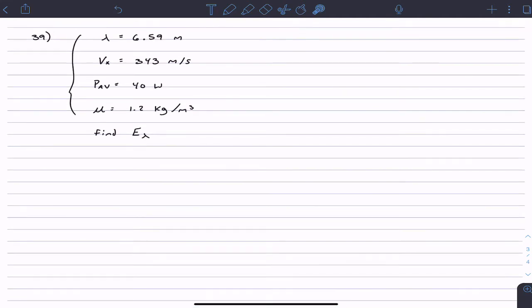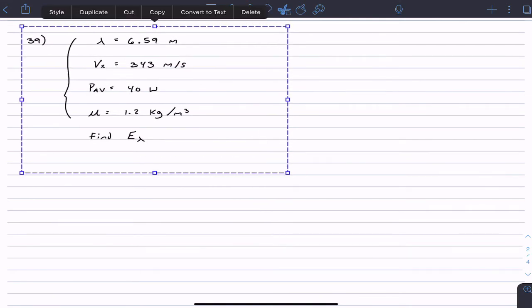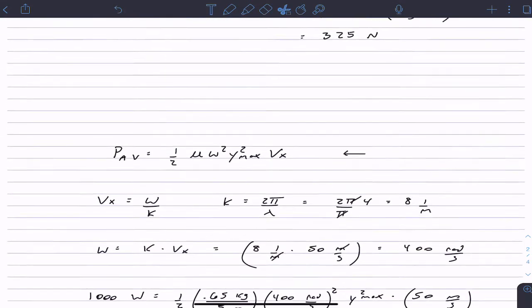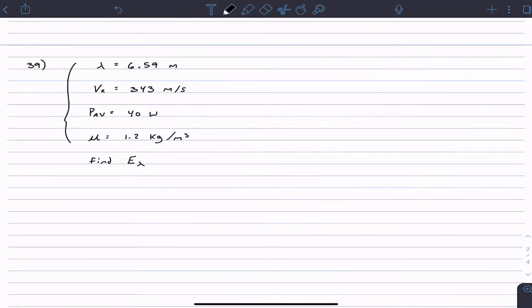Number 39, we're given a wavelength, a speed, average power, density, and we're asked to find the energy. This is problem 39, right? And so this is the sound. I mean, all of these waves are sounds. So these are all sound waves. I'm not sure if I was clear about that earlier, but I'm going to make sure that that's what we're taking care of.